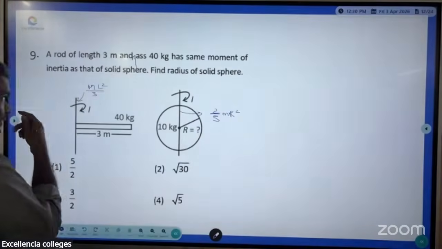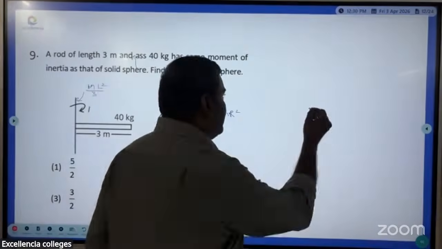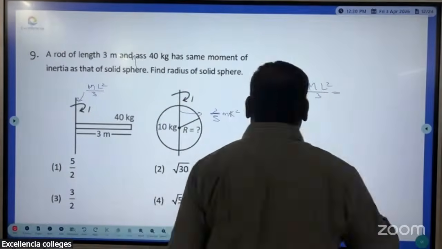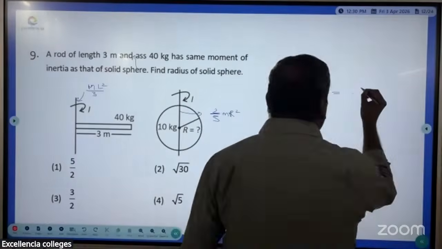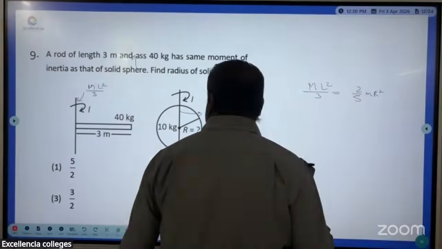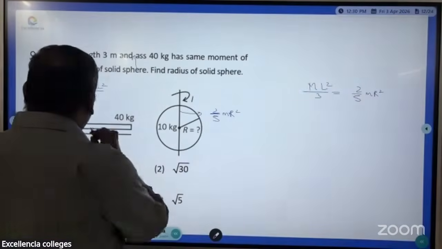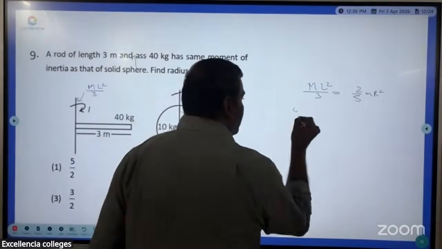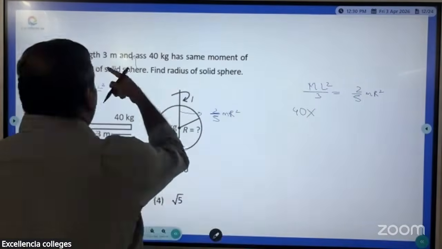So this is again another special gift which you have got. Very easy, straightforward question. Both of them are given in the question to be equal. The ml squared by 3 must be equal to 2 by 5 into m into r square. So m is the mass. कितना है भाई mass इसका rod का? Rod का mass is 40 kg. Length of the rod is given as 3 meters.